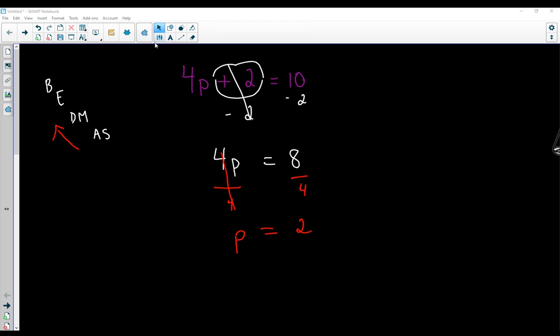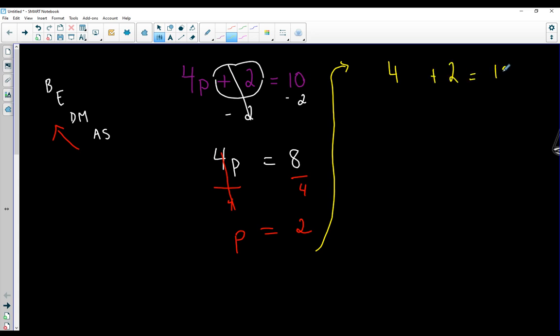I just moved that stuff over there because we're going to do our check. The check is just that extra step we take to make sure that we've got the correct value for that variable. So we'll rewrite our equation: 4p add 2 equals 10. Now we're going to replace the value of p with the value we discovered, which was 2. Now we see if our left side equals our right side. 4 multiplied by 2 is 8, add 2 is 10. Does our left side equal the right side? Sure does, so we're good.